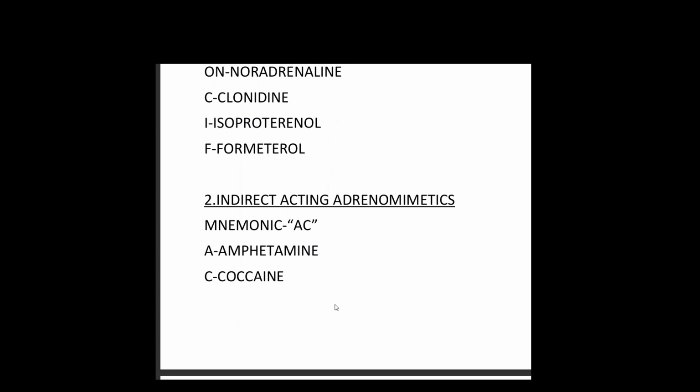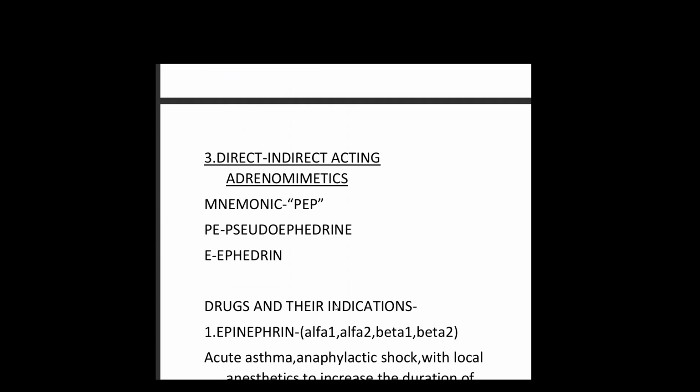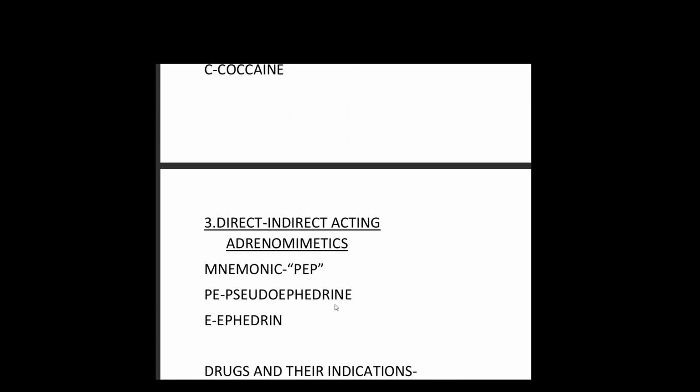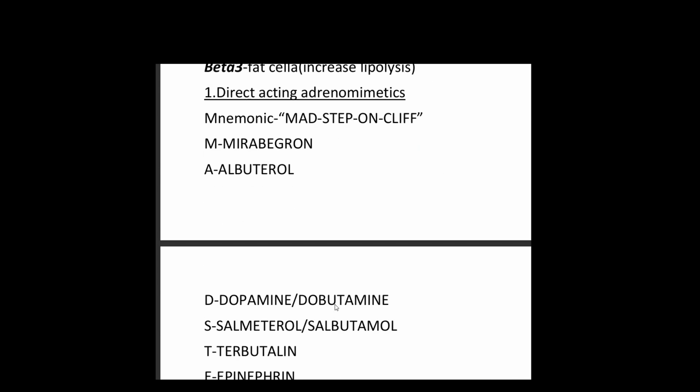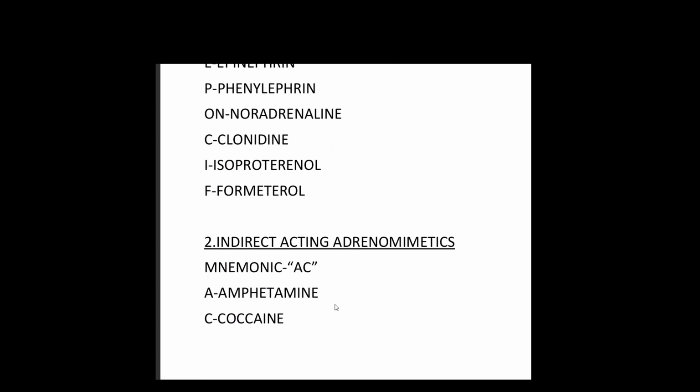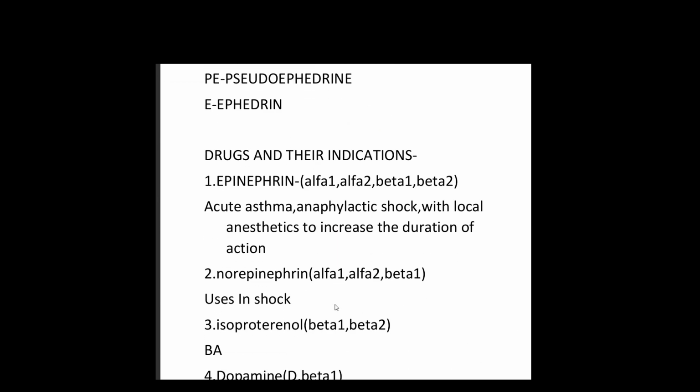Next, indirect ones: AC, amphetamine and cocaine. Direct and indirect ones: PEP, pseudoephedrine and ephedrine. So these are the classification, the mnemonic and the drugs. So we have to know what the drug is, what the receptor is, why we use them, and finally contraindications.